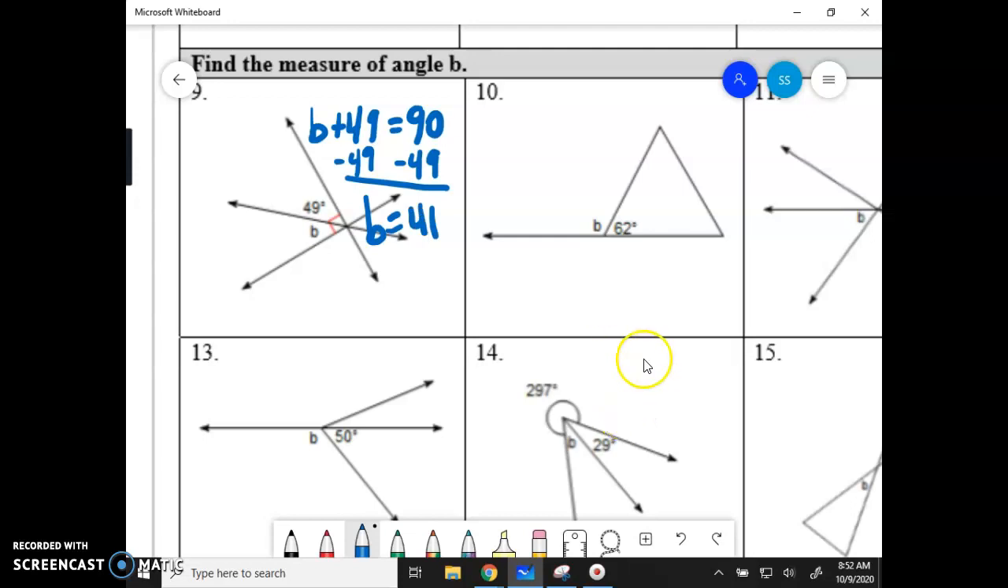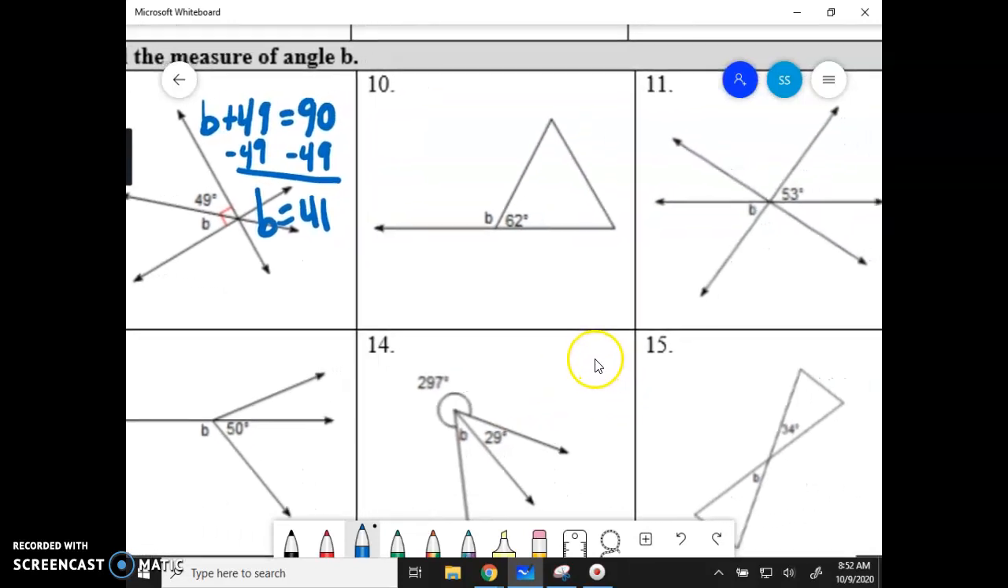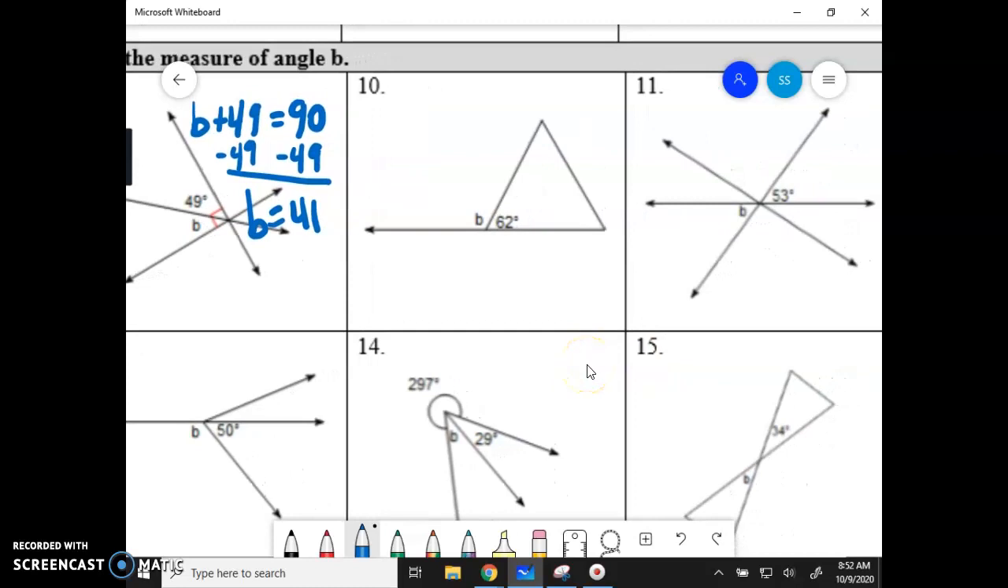And there you go. All right, the next one here, number 10, we have B and 62. We should know that this is a straight line, right? And a straight line is half of a circle. A circle is 360 degrees, so half of a circle is 180 degrees. And so we can see that angle B plus the 62 degree angle have to add up to 180. So we're just going to set up an equation like that. Solve it the same way you did number 9.